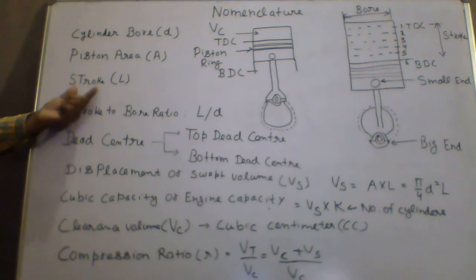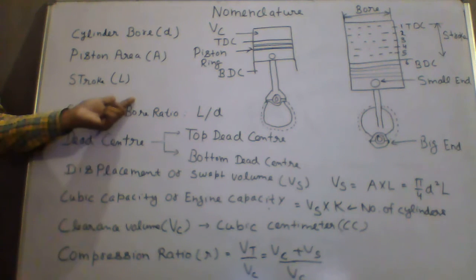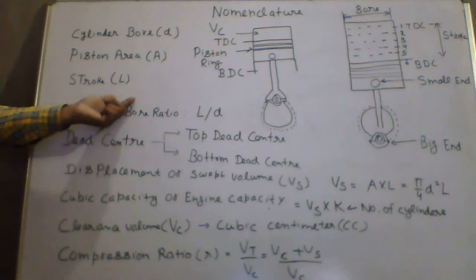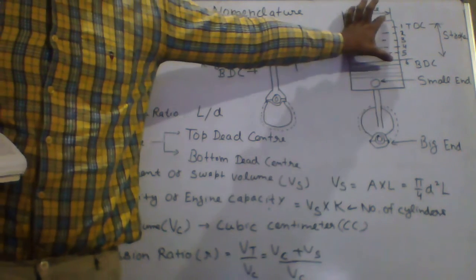The next is stroke length. The nominal distance through which a working piston moves between two successive reversals of direction of motion is called stroke and denoted by L and measured in mm. Okay, this is your stroke. This is your stroke length.